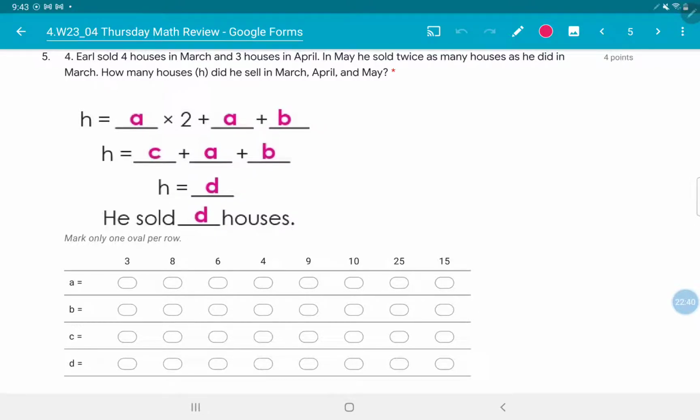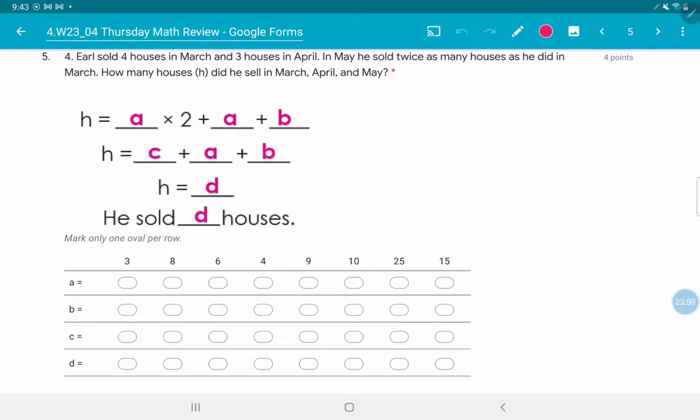Okay, so how would we represent twice as many? Like, you do 4 times 2. 4 times 2. Okay. And then plus the other things. Let's just look at this first line. We're going to ignore the rest of it. We know we're solving for H. That's the number of houses he sold in the 3 months.